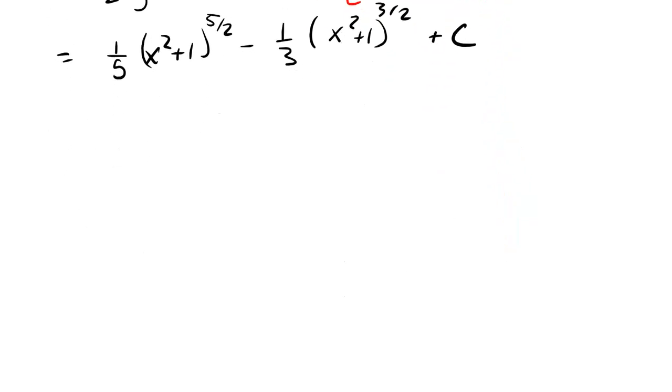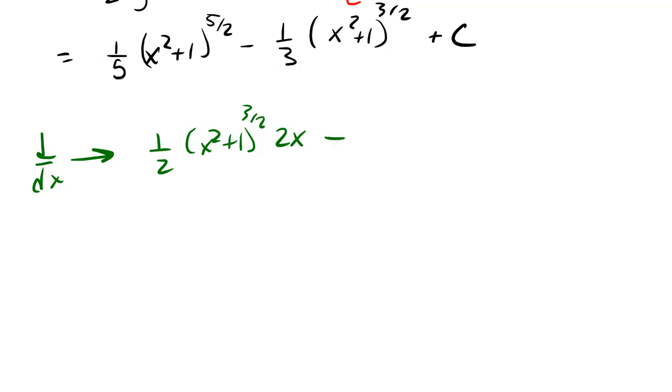So let's do that. So let's take a derivative of this just to see. So I'd have the 5 halves come down, so I get 1/2 times (x squared plus 1) to the 3 halves times the chain rule, so times 2x. Minus 1/3, I'm going to get 1/2 times (x squared plus 1) to the 1/2. Because of 3 halves and the 1/3, the 3's cancel, times chain rule times 2x. So this will give me x times this thing.